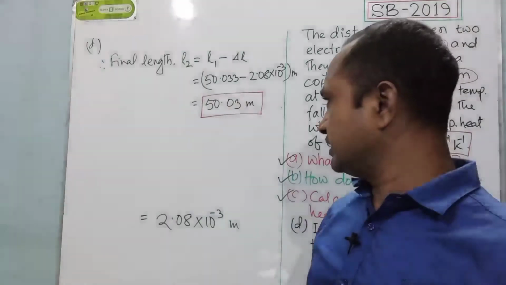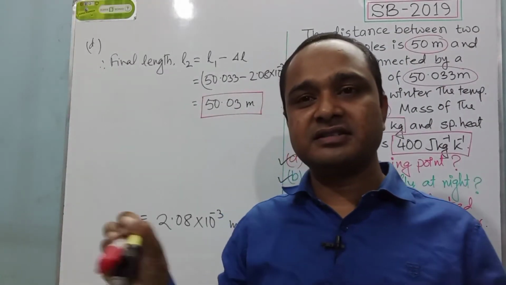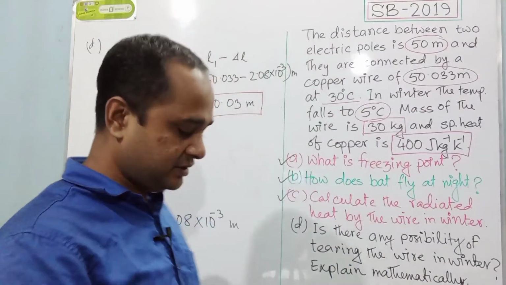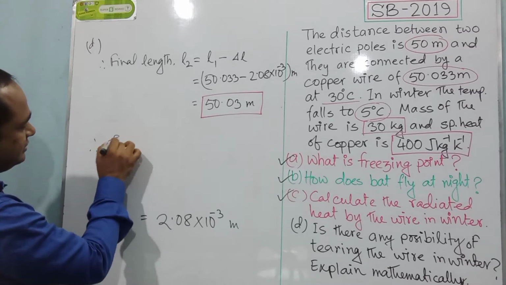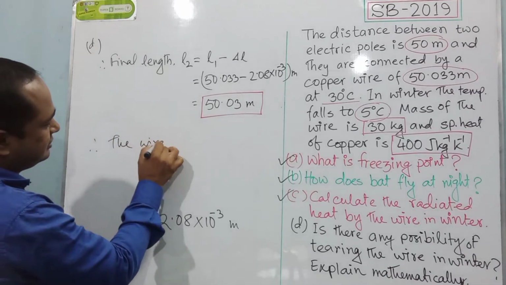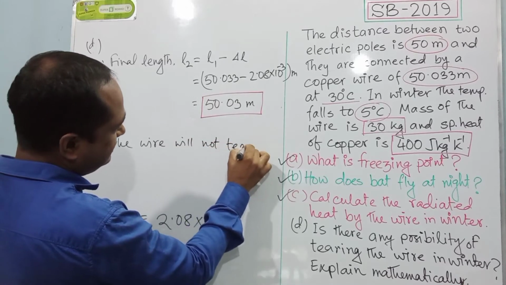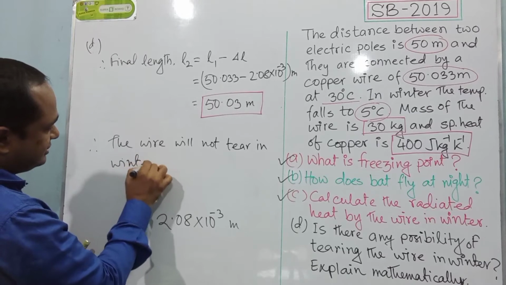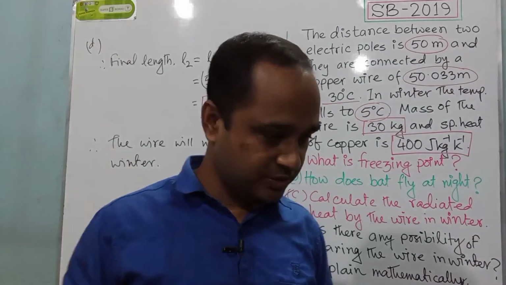So observing the length, we can say that the length is more than the distance between the two poles. So the wire will not tear in winter. So therefore the wire will not tear in winter, right? I hope you understood it.